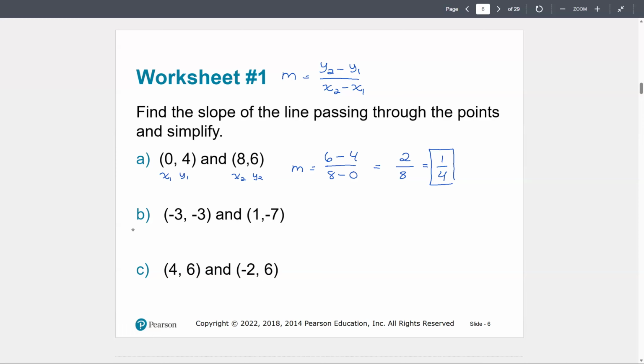Now for the next pair, let's do this differently. We'll make this the 2's, x2, y2. Like I said, it's not going to make a difference. We'll make this one x1, y1.